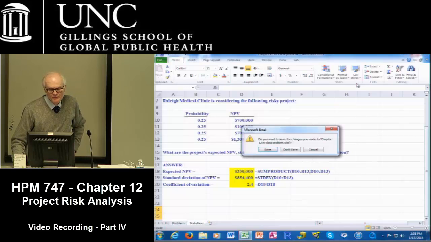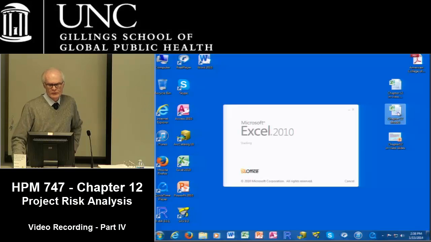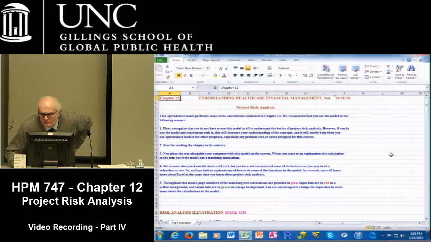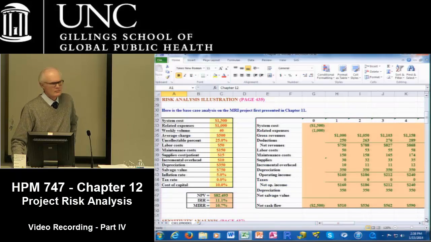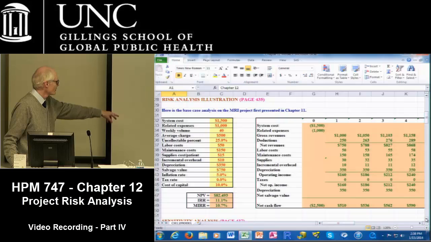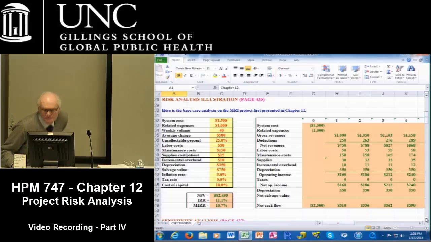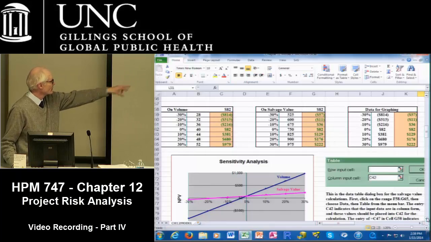Okay, the model for Chapter 12. It goes through the case, the MRI project that was in Chapter 11, has all the different input variables over there, all the different cash flows, and then it does a sensitivity analysis on volume, on salvage value, on those two variables. Then you have to actually copy it over to the third table for data for graphing, and then you can see the effect on volume and salvage value.